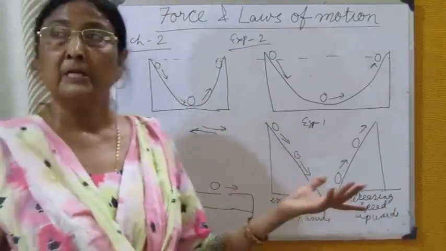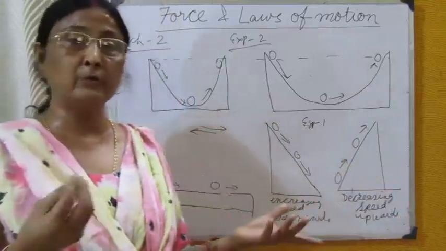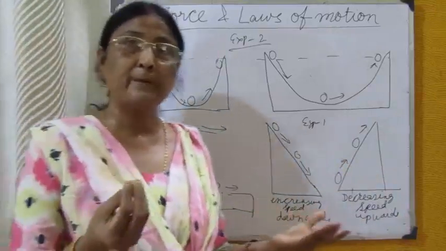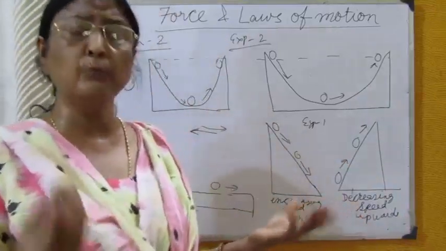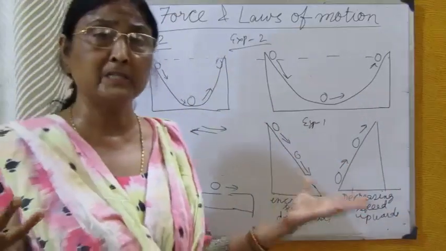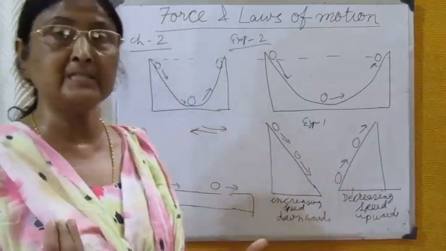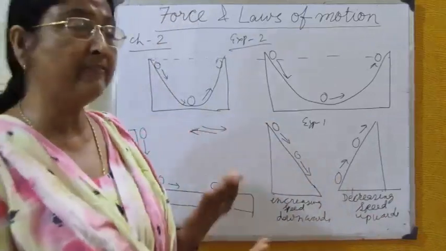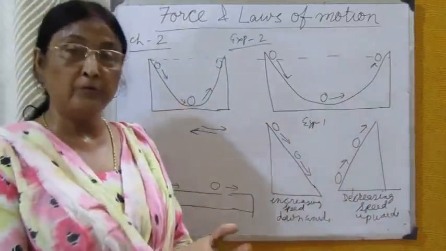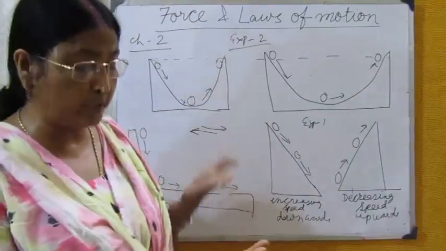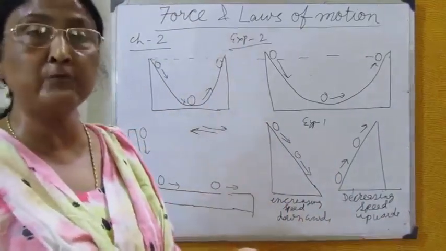It won't continue. It will stop after some time. Why will it stop? We are not touching it, we are doing nothing, but still it is stopping. So the answer is that there is friction between the moving object and the surface on which it is rolling or moving.